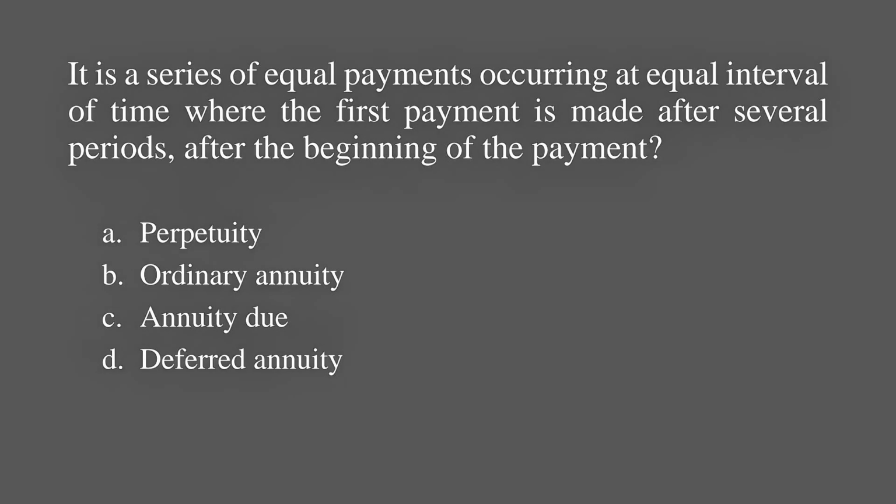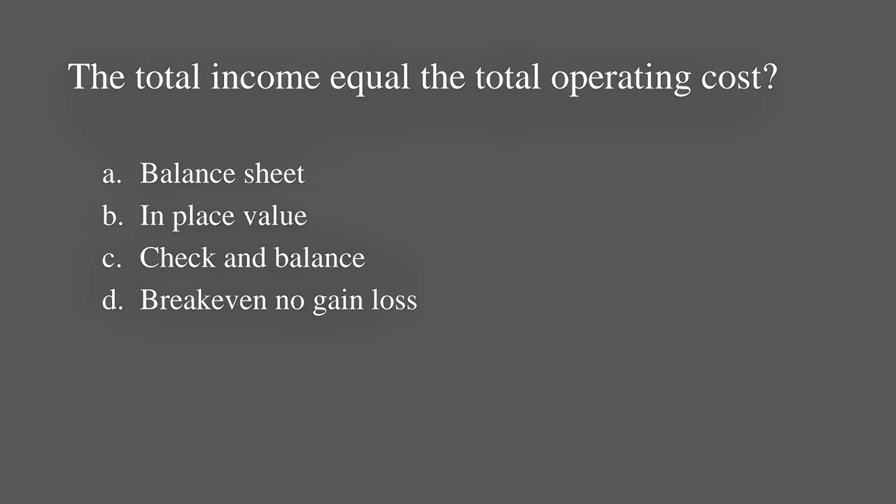Monopsony. It is a series of equal payments occurring at equal interval of time, where the first payment is made after several periods after the beginning of the payment. A. Perpetuity. B. Ordinary annuity. C. Annuity due. D. Deferred annuity. The answer is letter D. Deferred annuity. The total income equals the total operating cost. A. Balance sheet. B. In place value. C. Check and balance. D. Break even, no gain, no loss. The answer is letter D.